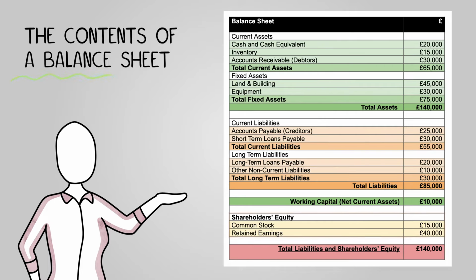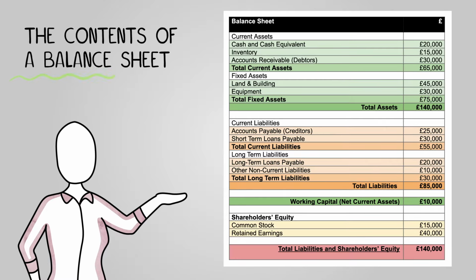Another important term related to balance sheets, but not typically included on the actual document, is working capital, also known as net current assets. This is calculated by subtracting the current liabilities from the current assets, and shows how liquid the business is and its financial health in the short term.